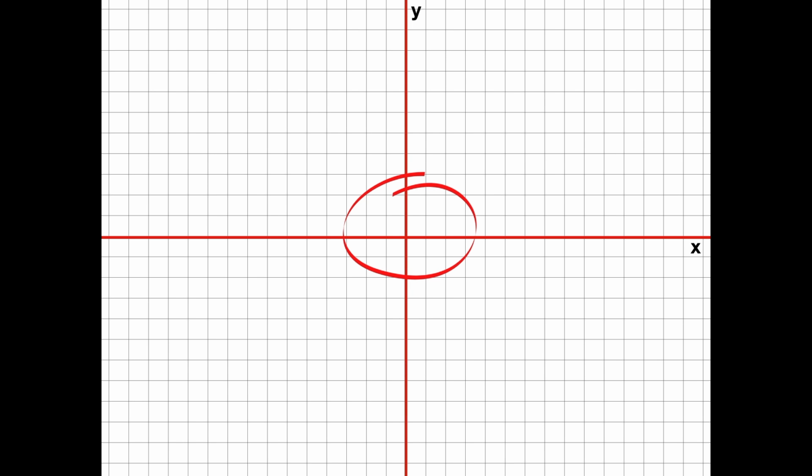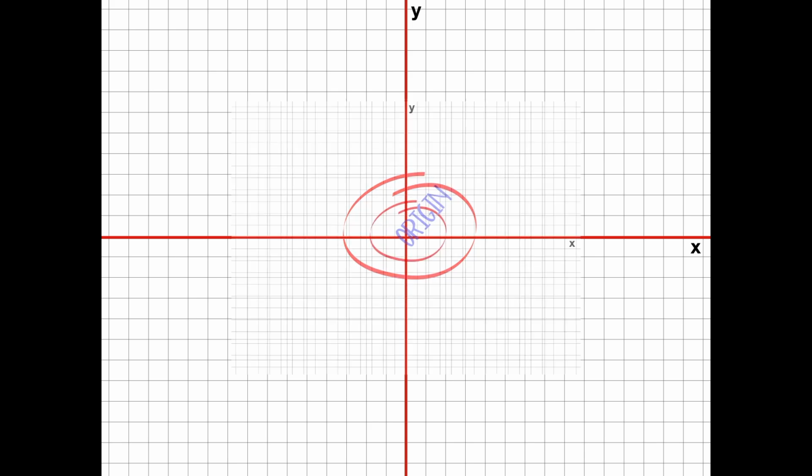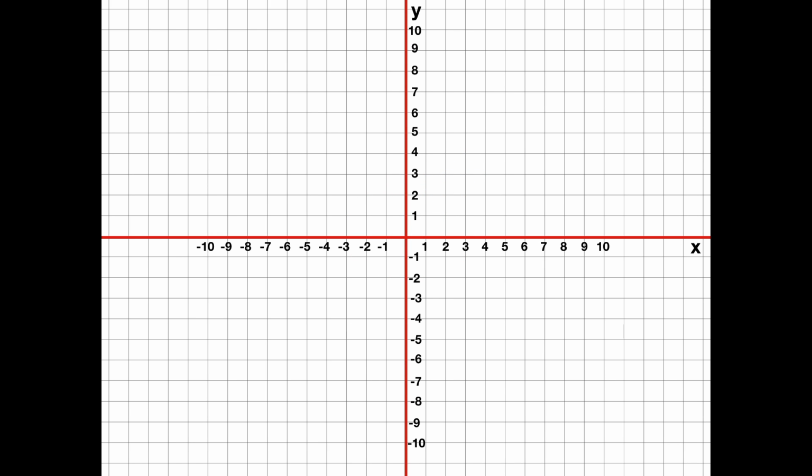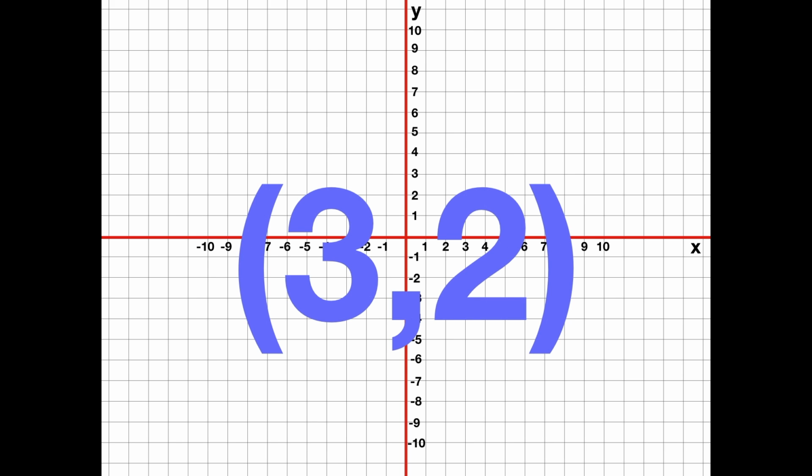Where the x and y axes intersect is at 0, and it's called the origin, or the origin, we like to call it. And all the numbering goes from there, like this. You can see positive numbers on one side, negative numbers on the other side, positive numbers above, negative numbers below.